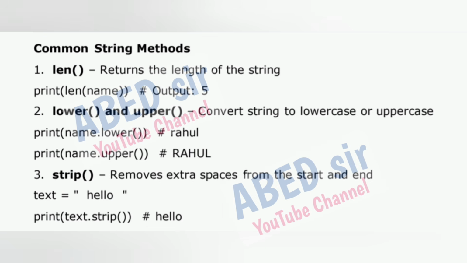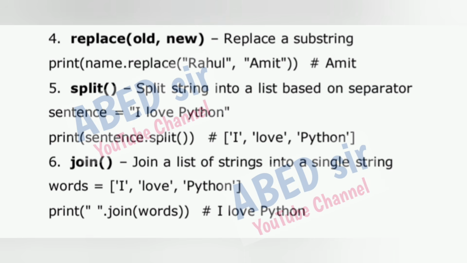2. lower() and upper() convert a string to lowercase or uppercase. print(name.lower()) # rahul. print(name.upper()) # RAHUL. 3. strip() removes extra spaces from the start and end. text = " hello ". print(text.strip()) # hello. 4. replace(old, new) replaces a substring. print(name.replace("Rahul", "Amit")) # Amit.